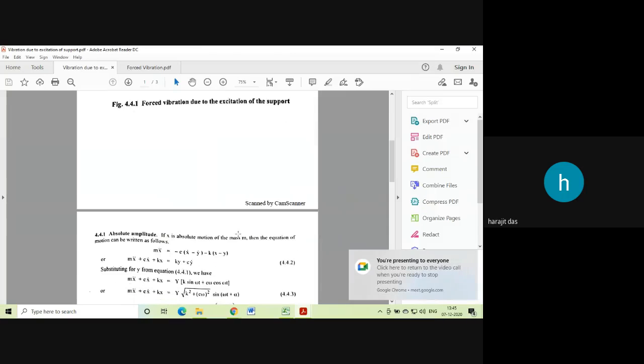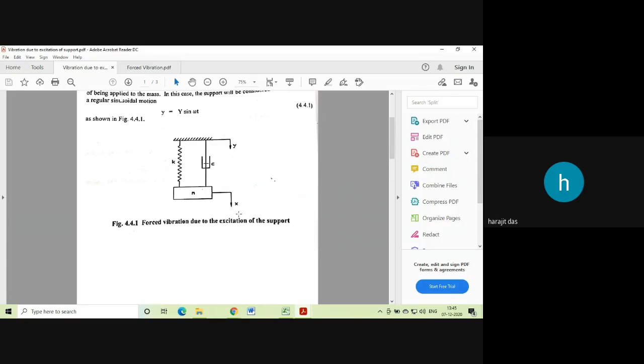So here we will be calculating the absolute amplitude. To calculate the absolute amplitude, we need to find the value of what? X, because this is X. The equation will be X sine omega t if there is no phase angle between this equation and this equation.